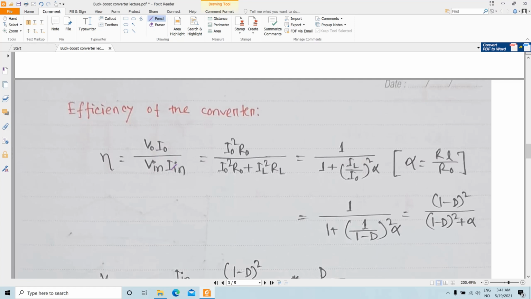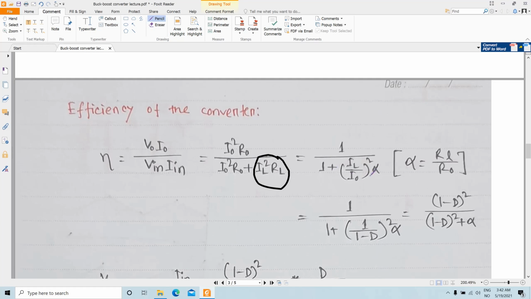So our efficiency is the output power, which is V out I out, divided by our input power, V in I in. The output power is I out squared R naught, and the input power is basically the output power plus the loss. This is the loss, and we are only considering the stray resistance from the inductor. If you divide everything by I naught squared R naught, you end up with 1 divided by 1 plus alpha IL divided by I naught squared, where alpha is the ratio of the stray resistance with respect to the load R out.